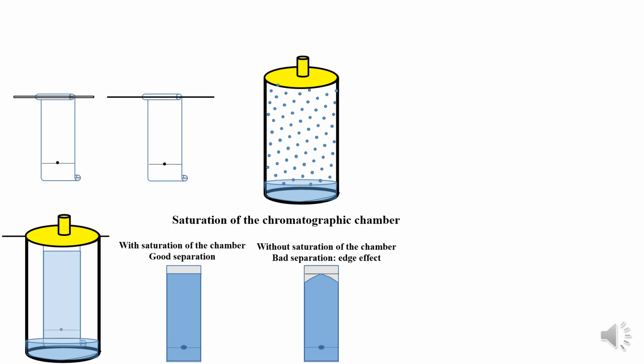Now, when you do not carry out the saturation of the chamber, it results in a bad separation. It results in edge effect. Now, what is this edge effect? In the edge effect, you will find that the solvent at the center has traveled a greater distance than the solvent at the edges. And when this happens, the path at which the components travel is disturbed, they are disoriented, and therefore the components tend to travel either towards the left side or towards the right side, and that affects the actual distance traveled by the component, and you will end up with wrong RF values.